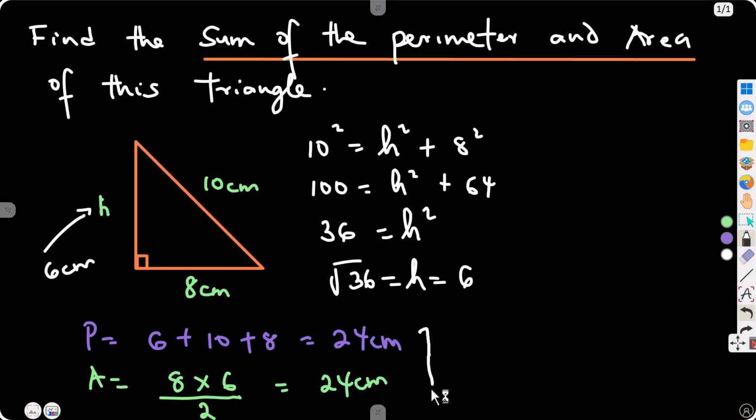So now that we know the perimeter and also the area, what we need to do is add up the two numbers. The sum will be 24, which is the perimeter of the triangle, and the area, which is again 24. If you add 24 plus another 24, you will have 48. Remember the area here is squared. So the sum of the perimeter and the area adds up to 48.